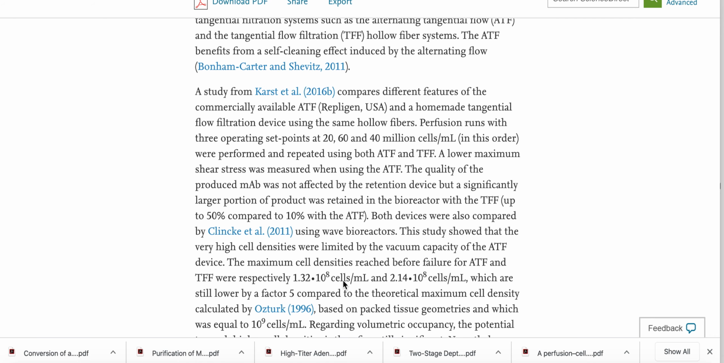A study compares different features of the commercially available ATF and a homemade tangential flow filtration device using the same hollow fibers. Perfusion runs with three operating set points, 20, 60, and 40 million cells per ml, in this order, were performed and repeated using both ATF and TFF.